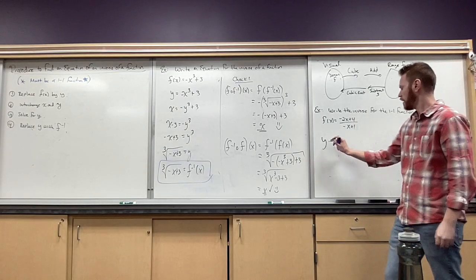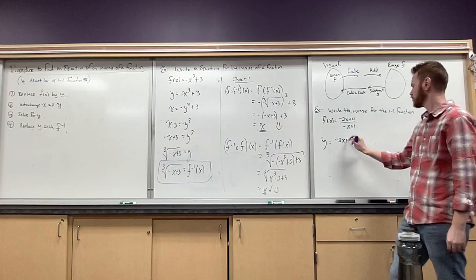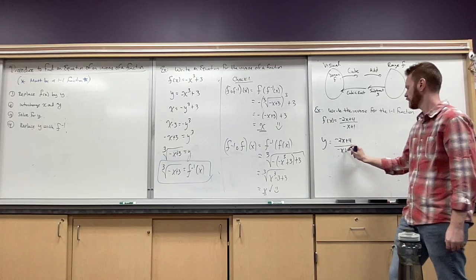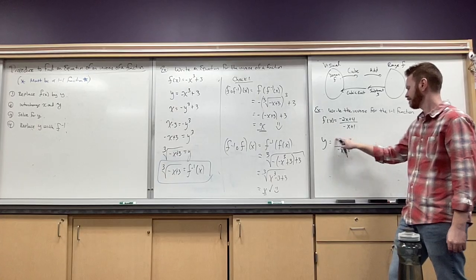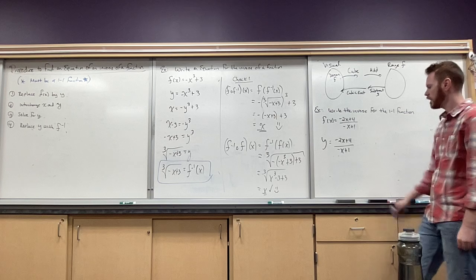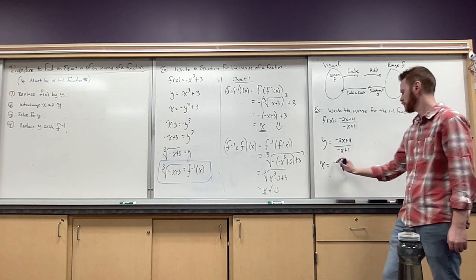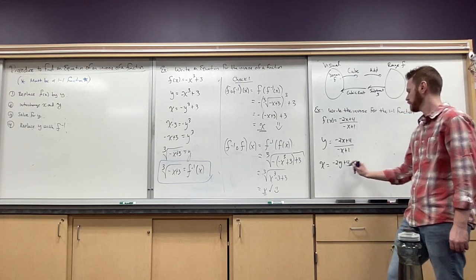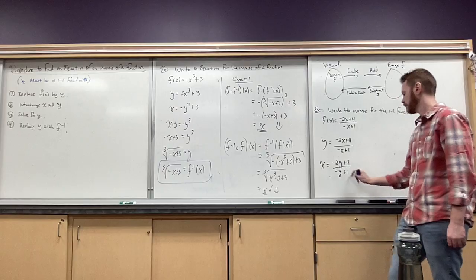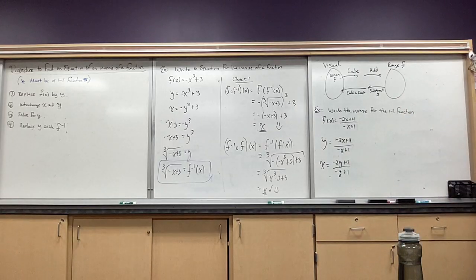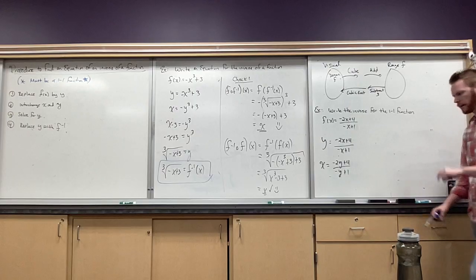Again, I'm going to replace it with a y. So y equals negative 2x plus 4 over negative x plus 1. And then interchange them. So x is equal to negative 2y plus 4 over negative y plus 1. Now we're going to solve. It's going to look a little bit more complicated at first, but then we're going to simplify it nicely.